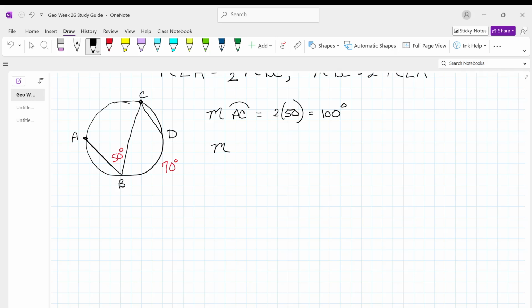The measure of angle C. All right, if you need to find the measure of angle C in here, that's an inscribed angle, and its measure is half of its intercepted arc. Its intercepted arc is this arc BD, so the measure of angle C is equal to 1/2 of 70, and that's 35 degrees. Any questions so far?